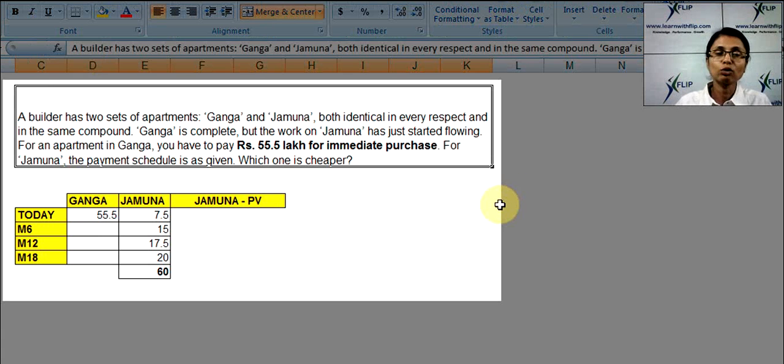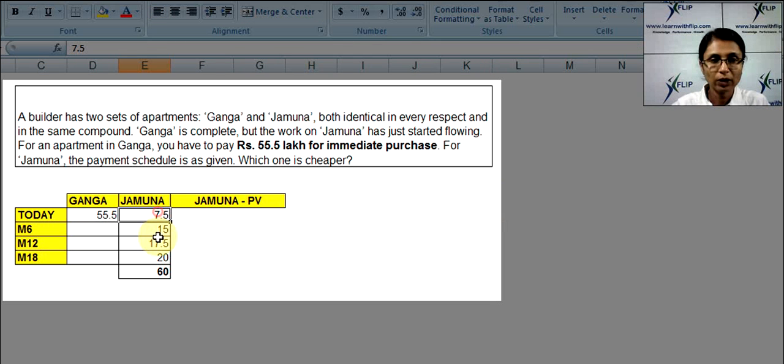So a builder has 2 sets of apartments, Ganga and Jamuna. Both are identical in every respect, they're just beside each other. Ganga is complete, but the work on Jamuna has just started. So for an apartment in Ganga, you have to pay 55.5 lakh for immediate purchase. For Jamuna, it's an installment payment schedule, and this is the payment schedule. Today you pay 7.5 lakh, 6 months later 15, 6 months after that 17.5, and then in the 18th month 20 lakh. Which one is cheaper?